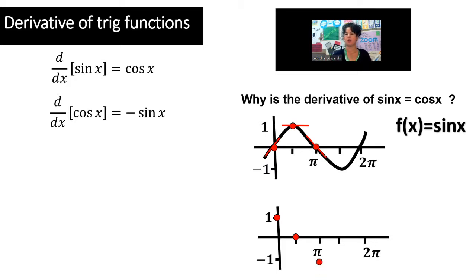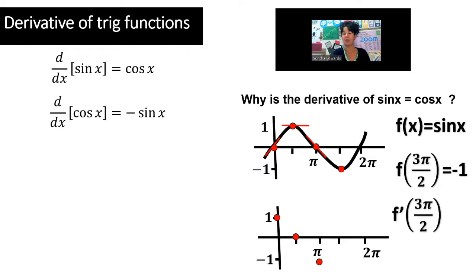Keep on going here. Another important point would be at 3 pi over 2. The function evaluated at 3 pi over 2 is negative 1. The sine of 3 pi over 2 is negative 1. But the slope of the tangent at 3 pi over 2, we're at a local minimum, so the slope of the tangent there is 0. So a point we now know on the derivative function is 3 pi over 2, comma 0.